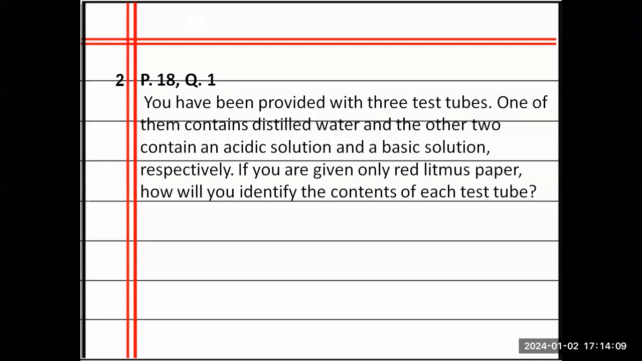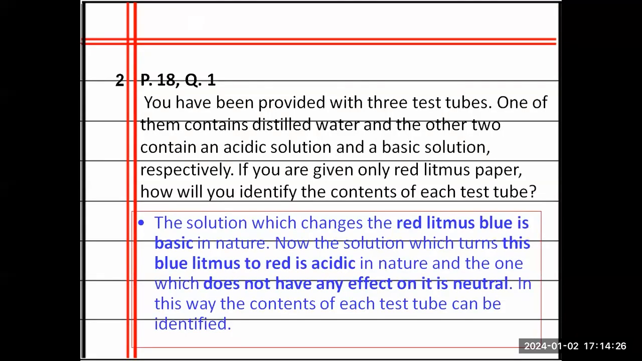Then the same litmus paper which changed to blue, you can use to identify the other 2 test tubes. In one of the test tubes, the color will change from blue to red, indicating it is an acidic substance. If the color does not change, it is a neutral substance. So basically, one red litmus paper can help you identify whether the substance is acidic, basic, or neutral. All right. So this is the answer to the question.